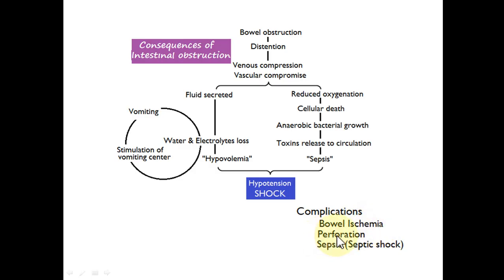The distended portion, if pressure inside the lumen of the intestine increases, can cause perforation, and particularly the anaerobic bacteria that will grow in the absence of oxygen will release toxins, and there is bacteremia or septicemia, release of the septic contents into the circulation, which can cause disseminated intravascular coagulation and other complications, and can lead to septic shock.